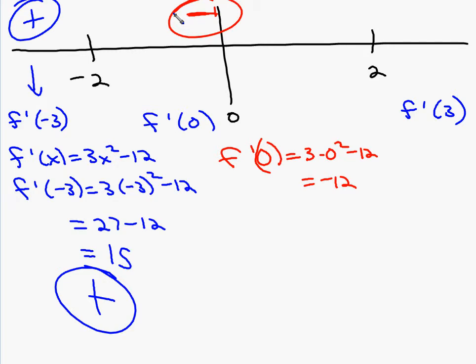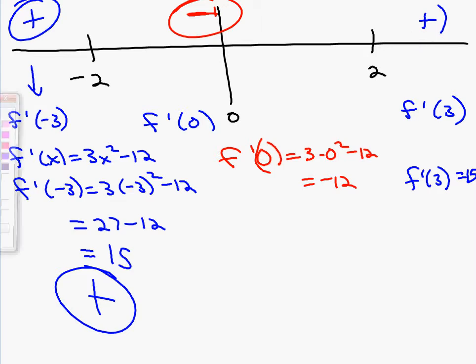Now we just need to check f prime of positive 3. And isn't it going to be the same thing as what our first one was, because we're just squaring it? F prime of 3 is also going to be 15. So this one is positive. So guess what? We can make our conclusions now.